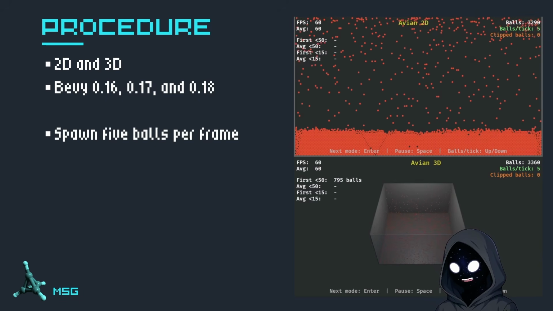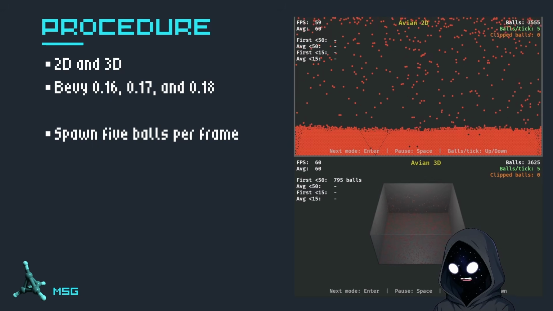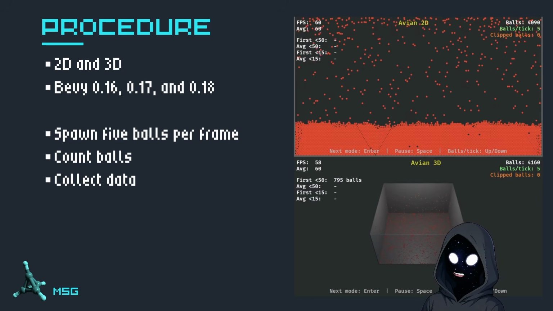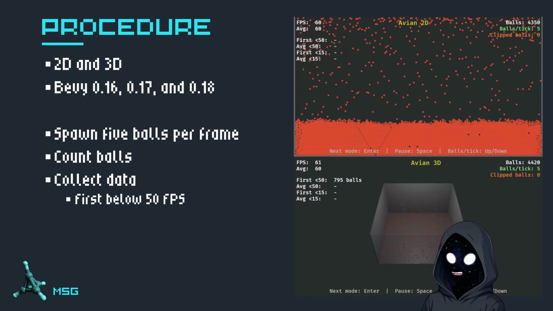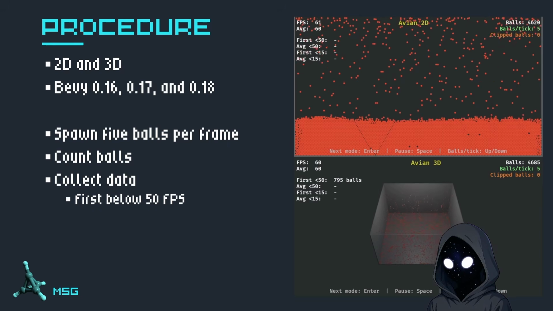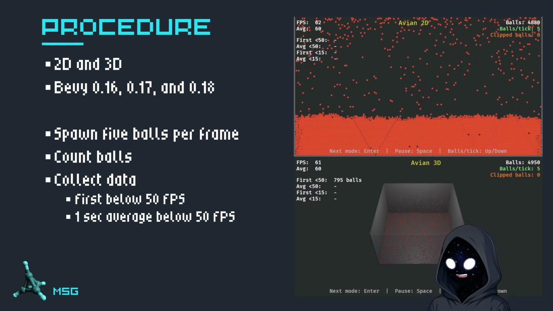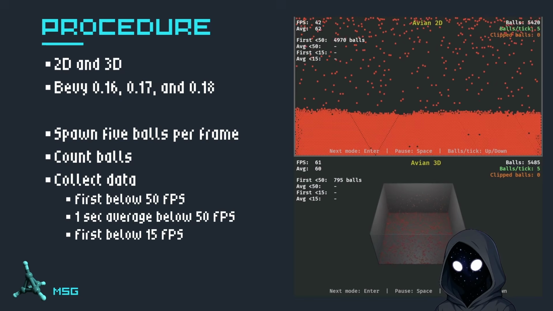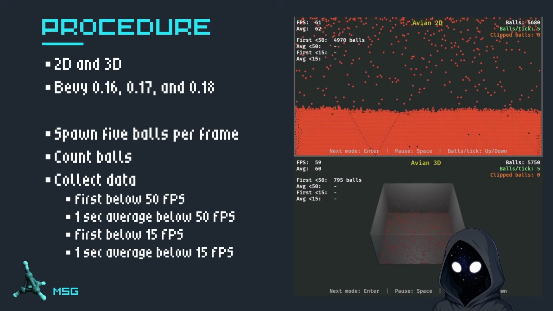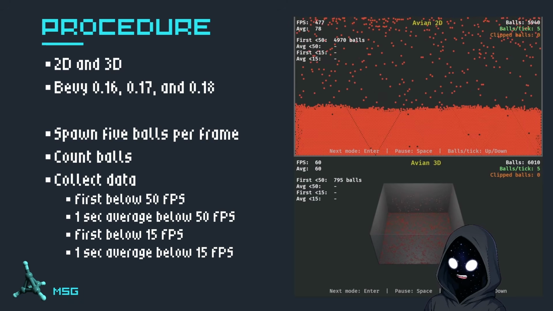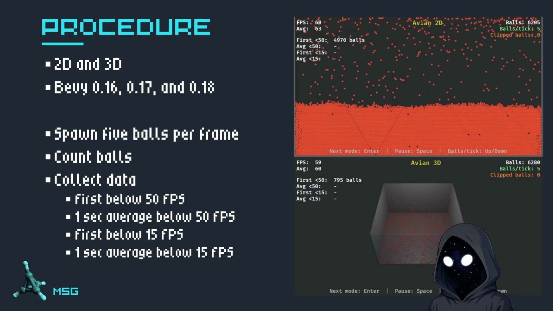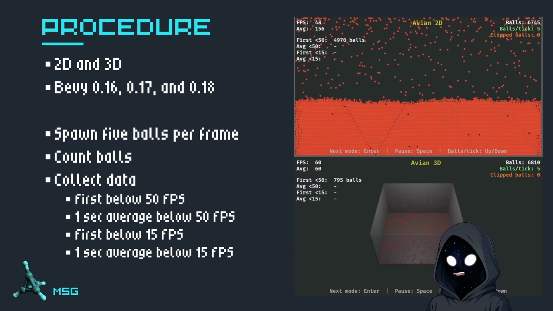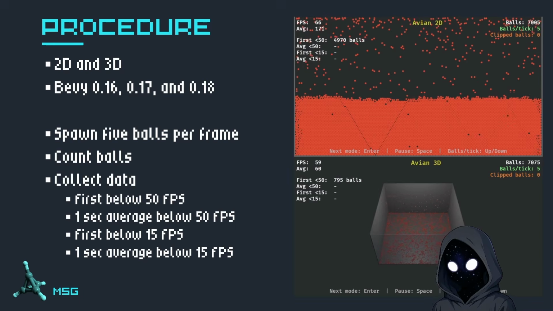Apart from that, we stuck to the old success recipe. We spawn 5 balls per frame this time, so it doesn't take too long. We count the balls, and we take a little bit more data than last time. So we take measurements for the first frame that dropped below 50 FPS. We take 1 second averages and measure when the average drops below 50, and we do the same for 15 FPS to measure when our ball pit completely bricks the computer. So let's go. Let's toast our computer a little bit and have a look at the videos and the measurements.